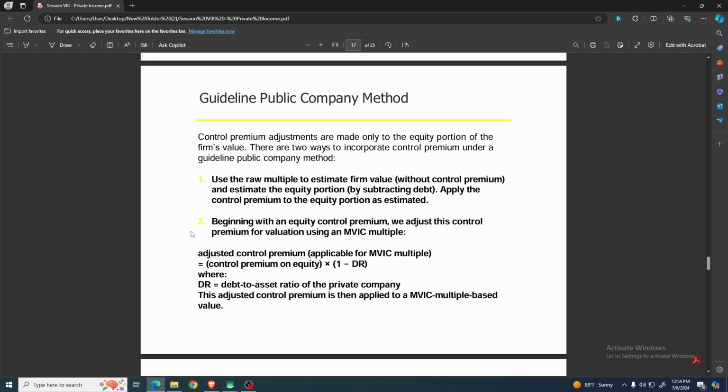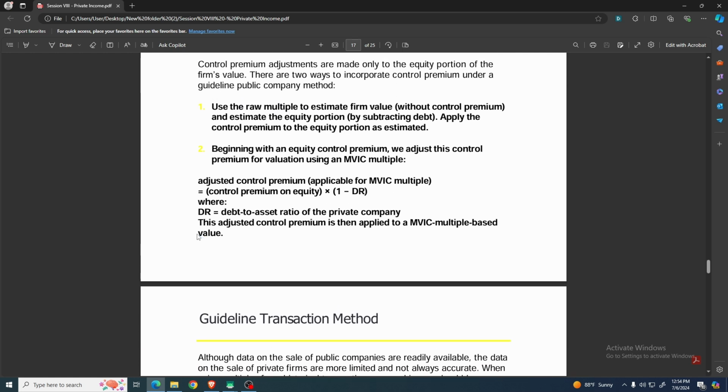And then you have the adjusted control premium for MBIC multiple. So here we start with an equity control premium, and then you are going to adjust the control premium for MBIC using the formula of control premium on equity into 1 minus DR. All right. So DR here is the debt to asset ratio. So let's take a practical example to make this make more sense.